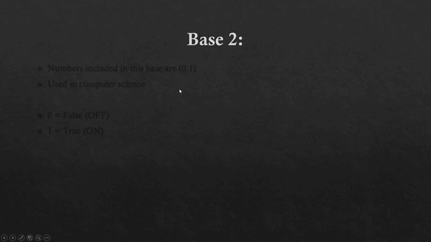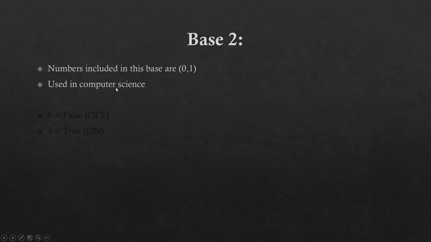Another base that's well known is base 2 or binary. Numbers included in this base are from 0 to 1, so just two numbers. It is used in computer science and electricity. 0 equals false or off, or 0 means that there is no value or there is no electricity. 1 equals true, or there is a value, or it's on, or there is electricity. That's simple.